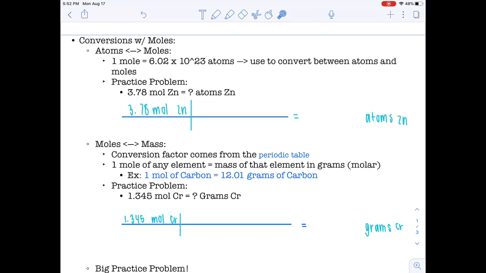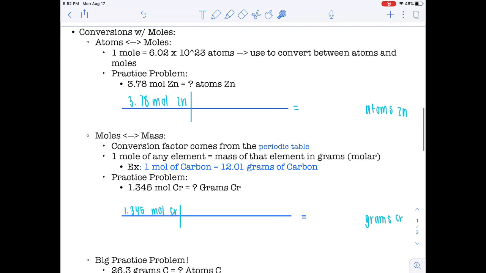So at this point, I would recommend finding a periodic table online so you can do these problems by yourself and then watch the video and check your answers to see if you understood it.